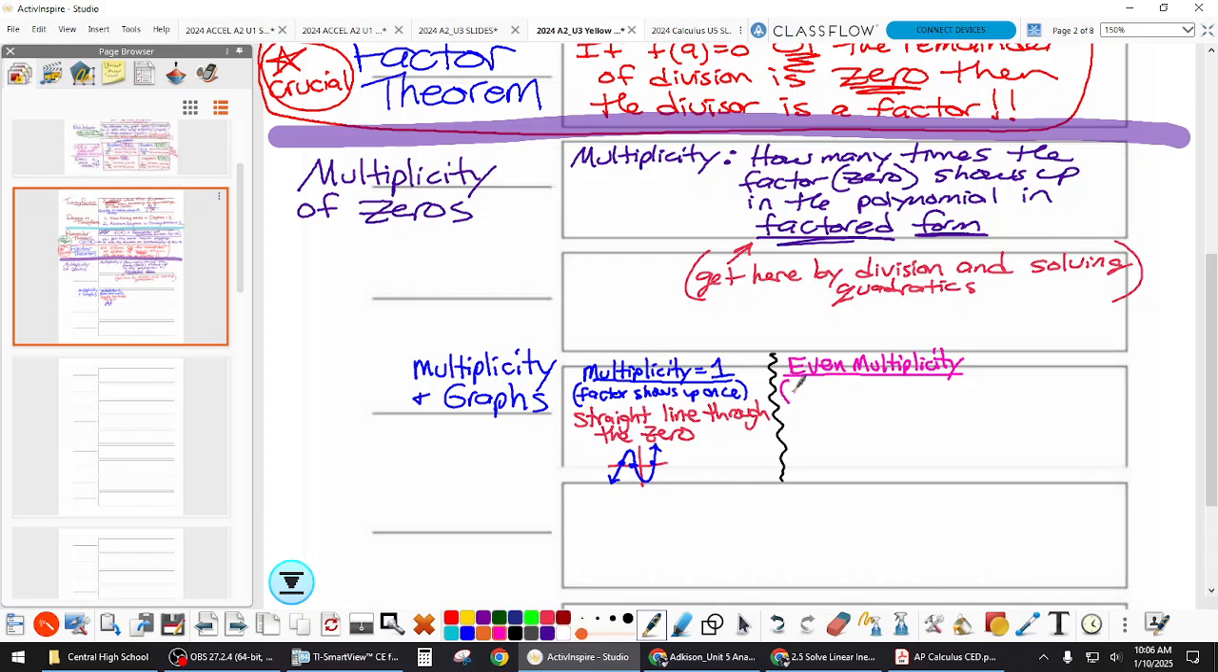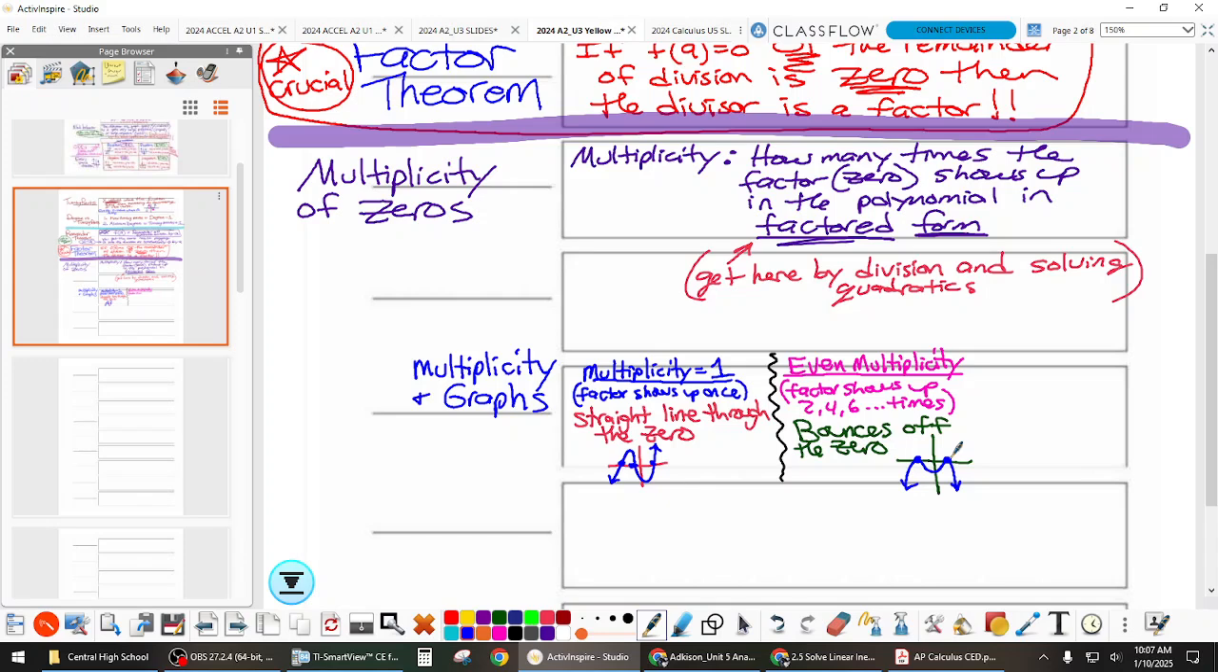Actually, I'll just put it on there. Factor shows up 2, 4, 6 times. Any even multiplicity bounces off. So something like that. Can we have a bounce off on an odd degree?